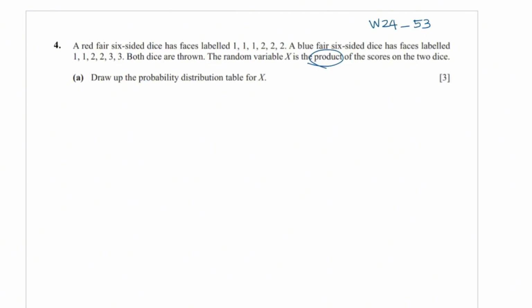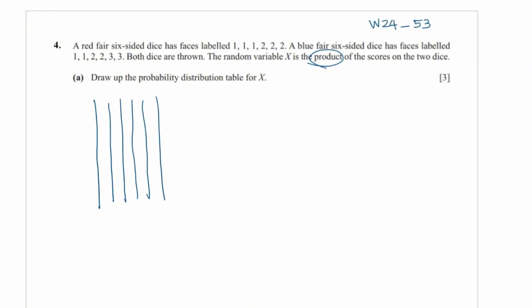If you are not able to imagine what are the outcomes, I would suggest you to work it out on an operation table. Operation table means that you're going to line up all those scores on one dice, and then you are going to operate with the other value on the other dice. So I have here 1, 1, 1, 2, 2, 2. On the other dice, I have there 1, 1, 2, 2, and 3, 3.